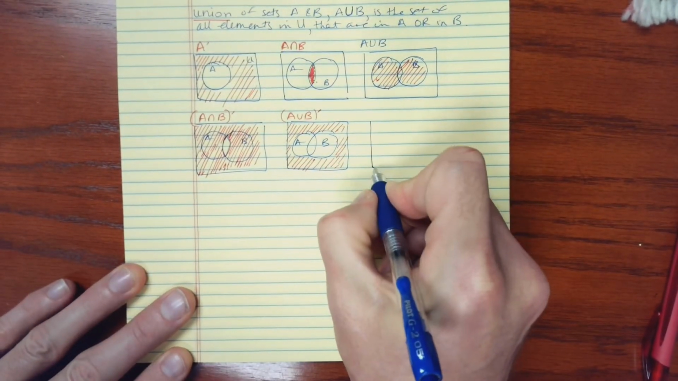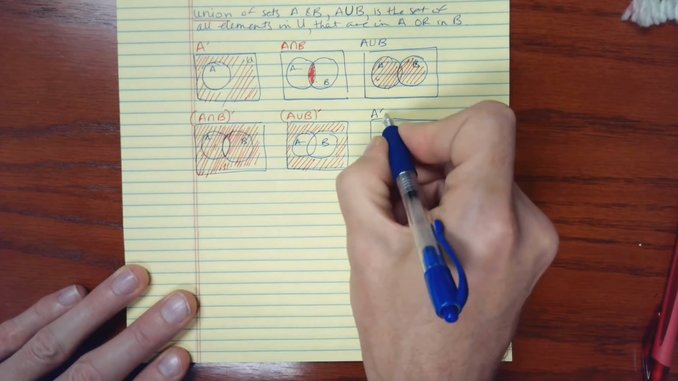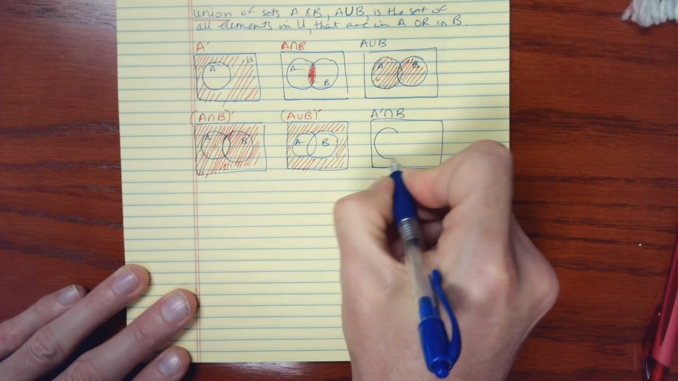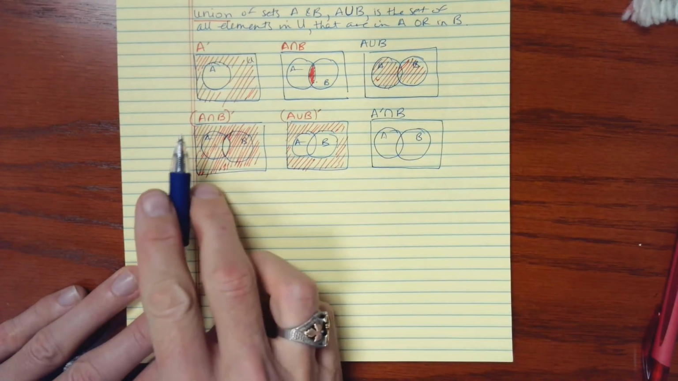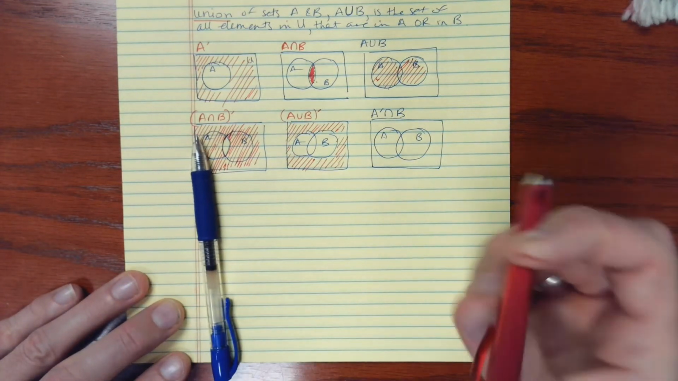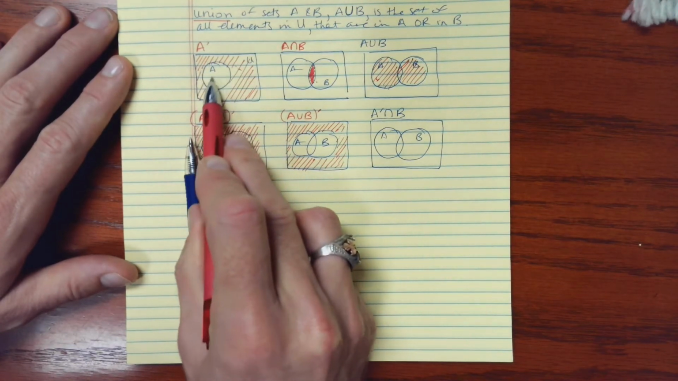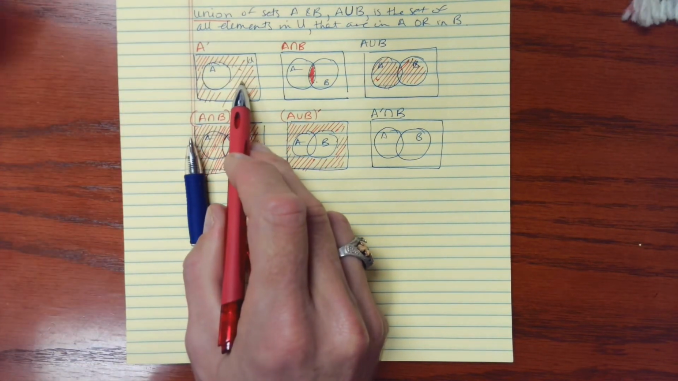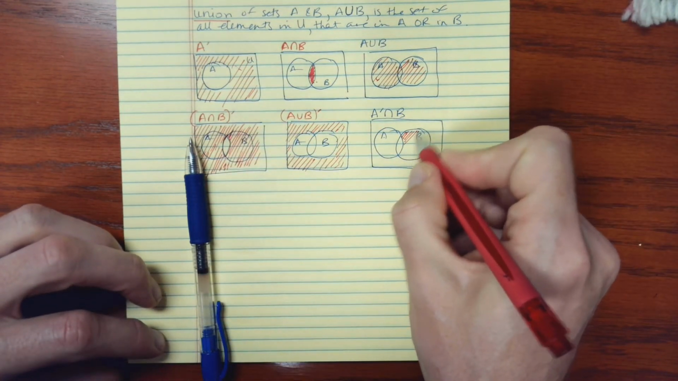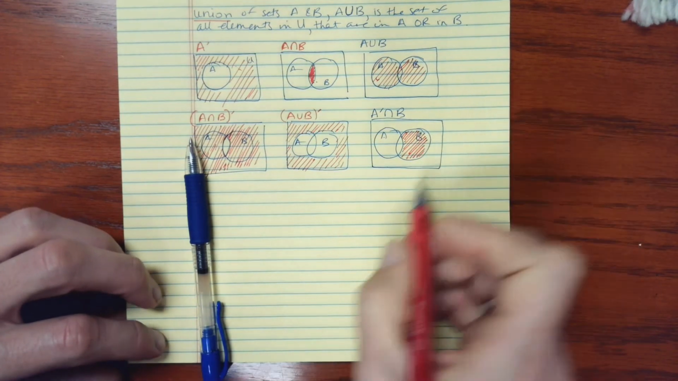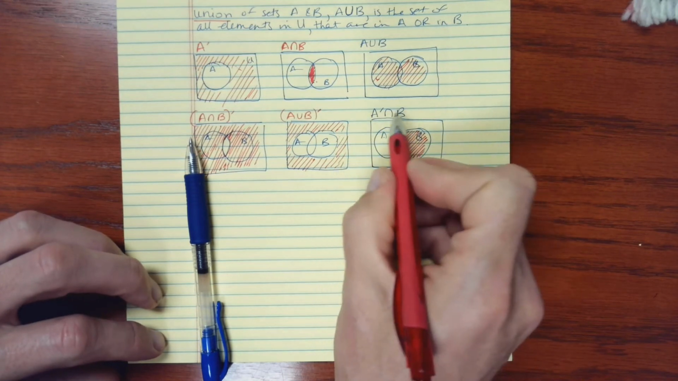Let's see. What if I said A's complement intersected with B? So A, B, and A's complement intersected with B. So A's complement is everything outside of A. So that's the shaded region. So where does that overlap with B? Well, that's here. So it's the part of B that's not included in A. That's a kind of a tricky one there.